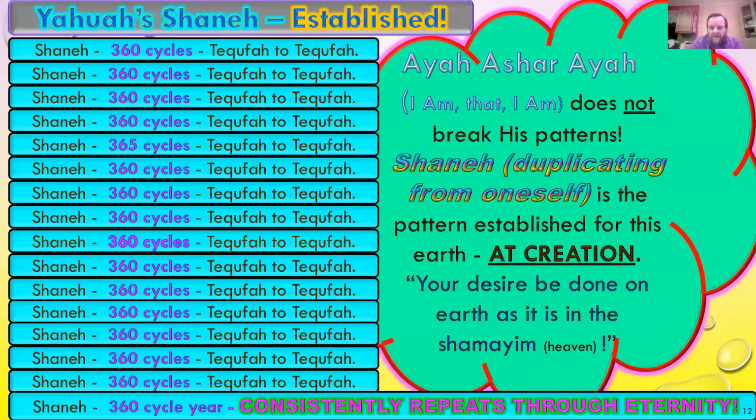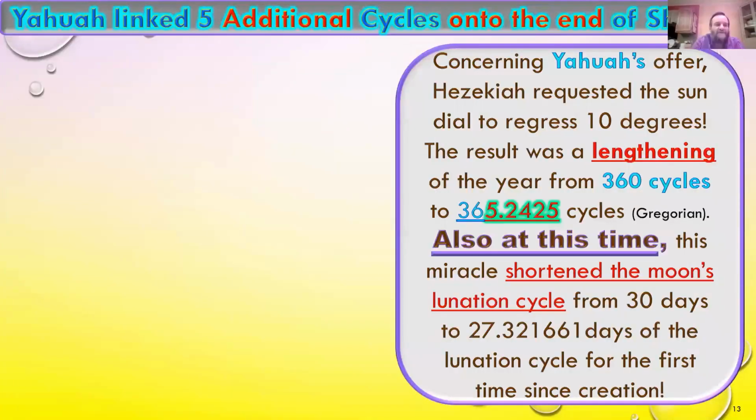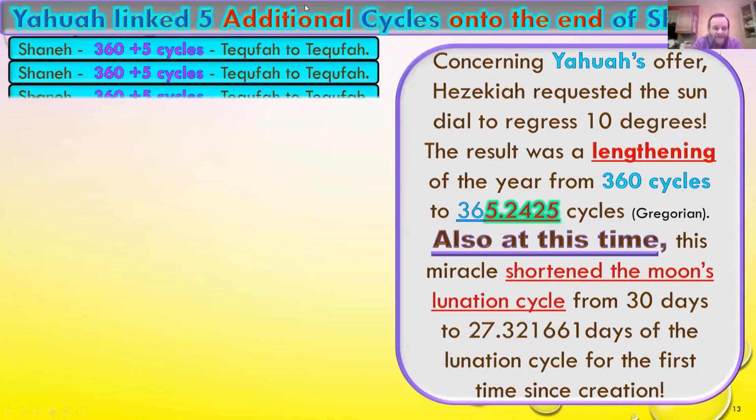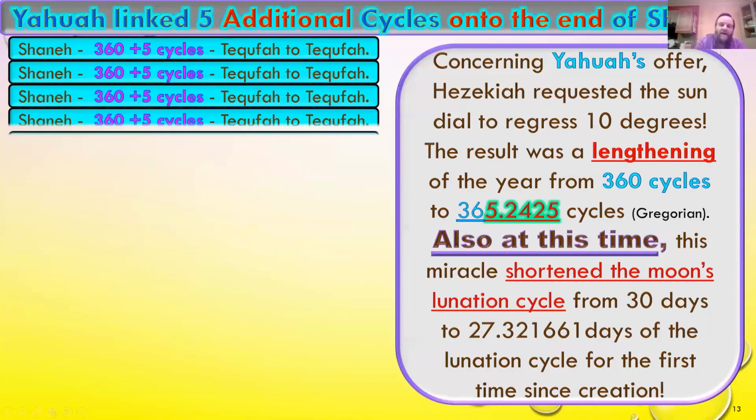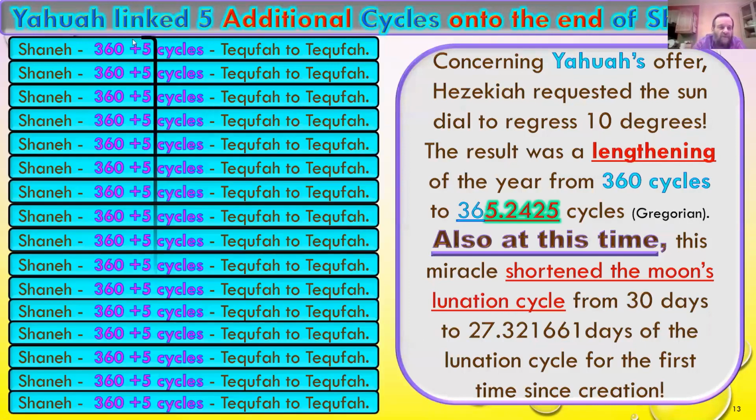Yahuwah's additional cycles onto the end of Shane. I'm missing some words on top because I got something up here that I can't get rid of. If you look over in the left side here at my cursor and you see this black rectangle, there's the 360 days of the Shane year, and after Hezekiah's sundial incident, there was an additional 5 days added on to the end of the year. It still goes from Tequfah to Tequfah.